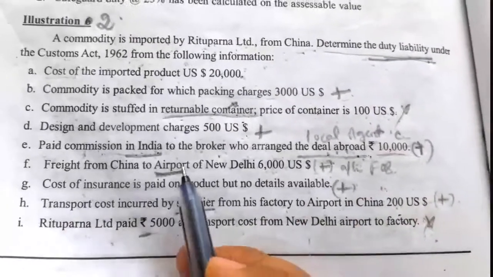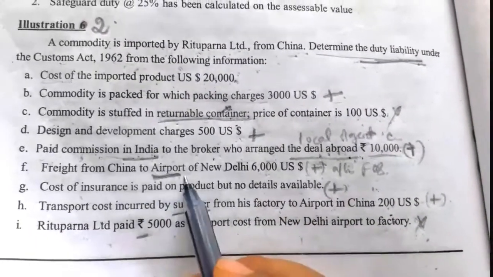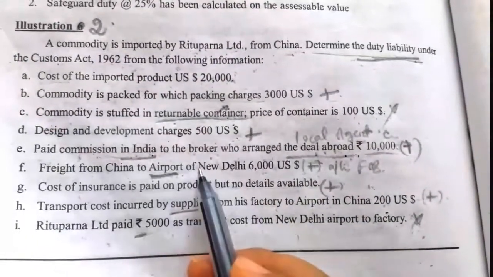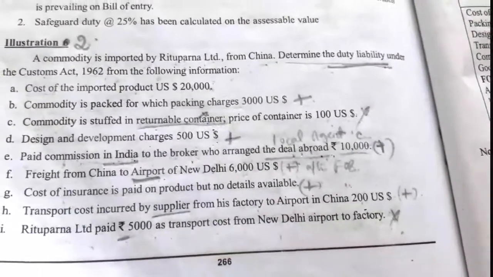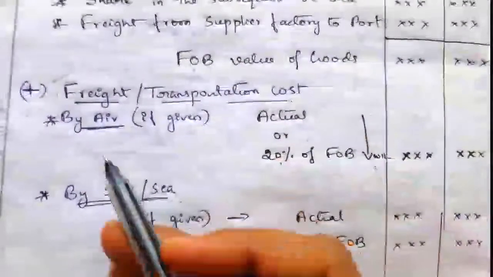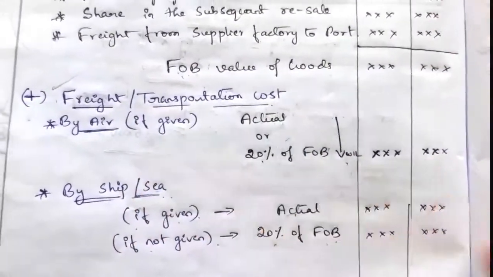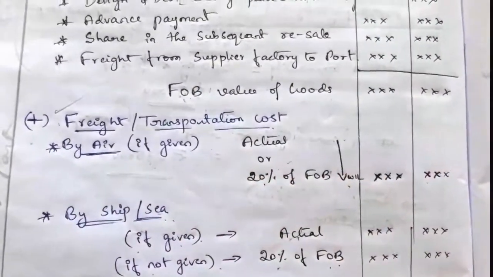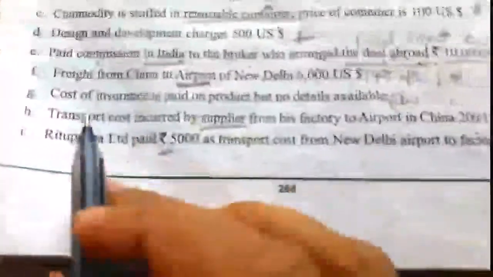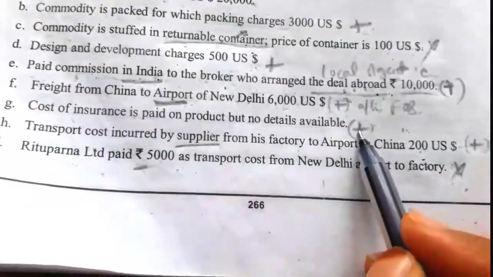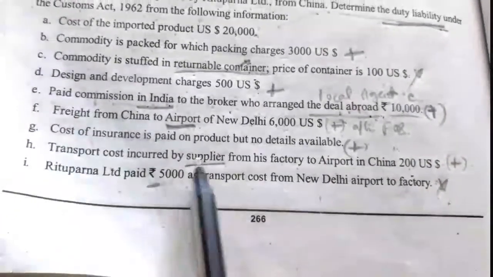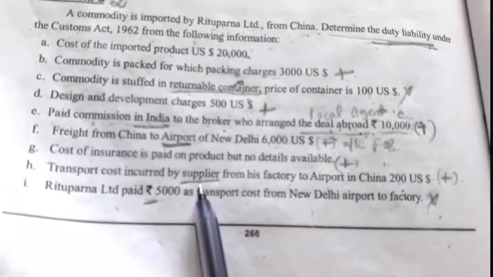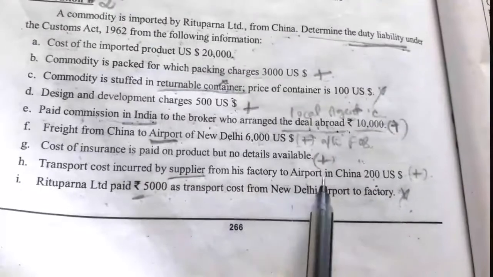Then freight from China airport to the airport of New Delhi, meaning airport to airport. It should be added after FOB. So freight charges by air freight we have to take after FOB. We'll take it later. Then the cost of insurance also we have to take after FOB. We'll take it later.